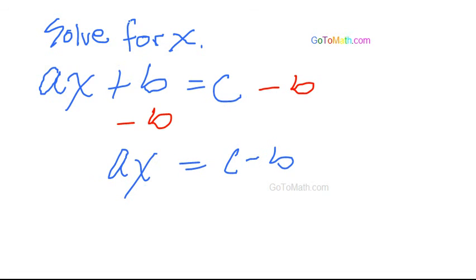So now what we can do is multiply through by the reciprocal of the coefficient of x, and that would be 1 over a on this side, and we can always say 1 over a over here on this side also. Alright, and let's just go ahead and put some parentheses around that.